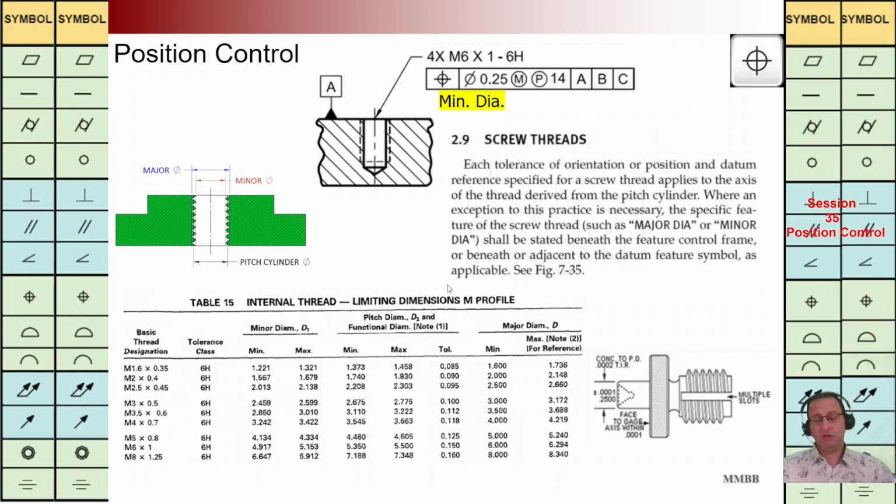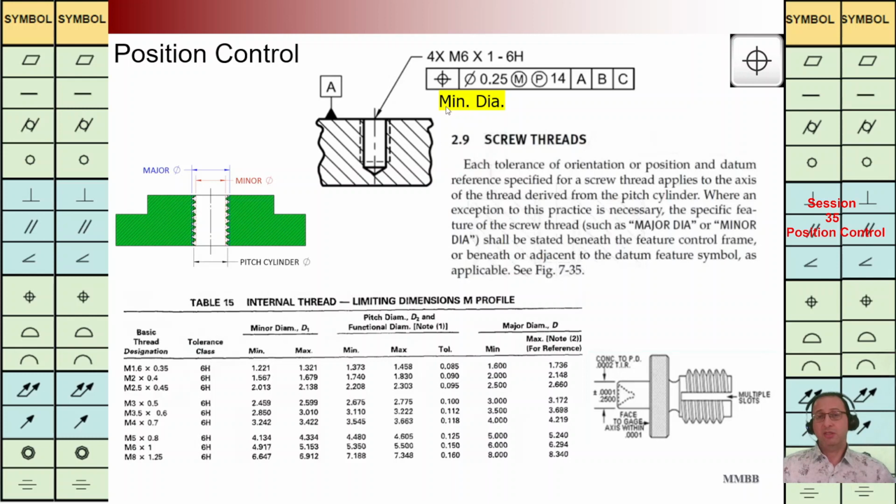Here I would like to highlight something about internal thread or external thread. Based on a standard, whenever we are going to use this positioning control, it means we are going to control the pitch diameter of that threaded feature. As we know, we are going to have major, minor, and pitch diameter for a threaded feature.